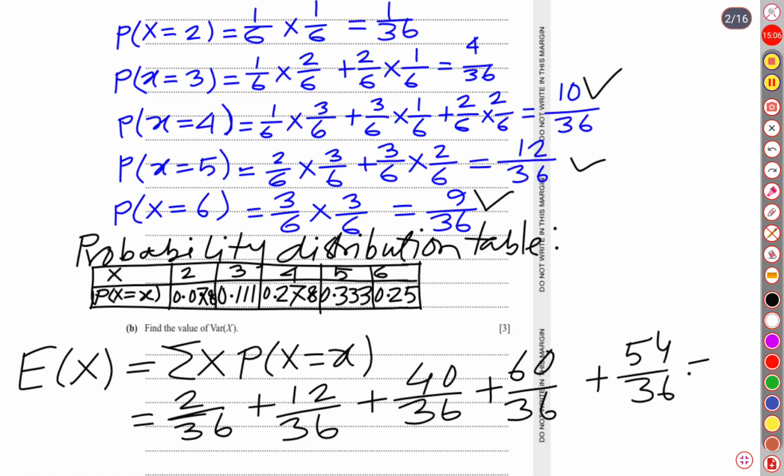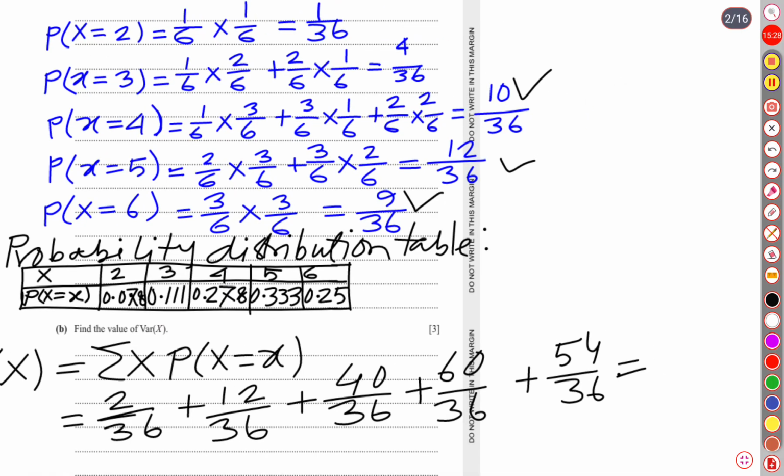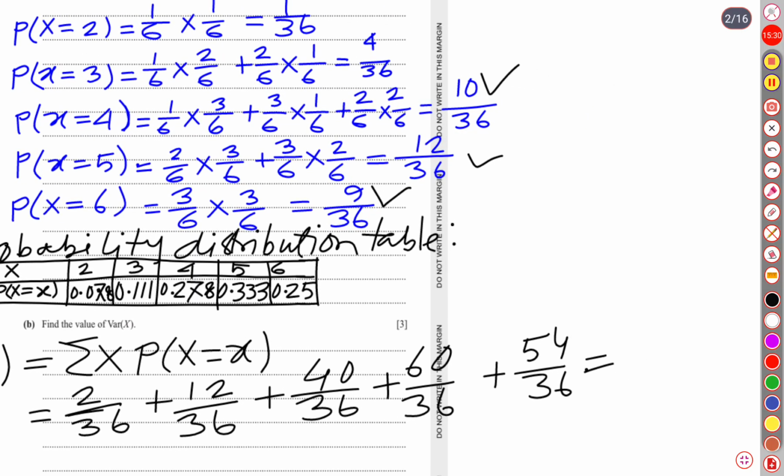If we do addition, we will get 2 plus 12, that is 14. 14 and 40, 54. 54 and 60, 114. So 100 and it is going to be 168. Let me write 168 over here. 100 as well as 68 over 36.